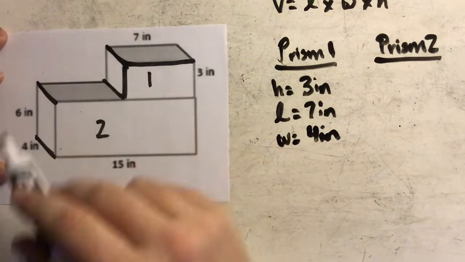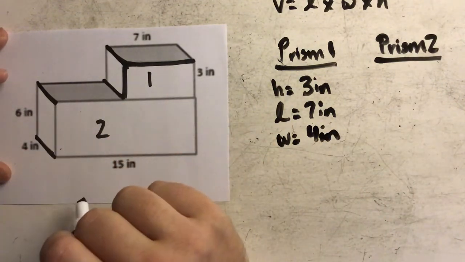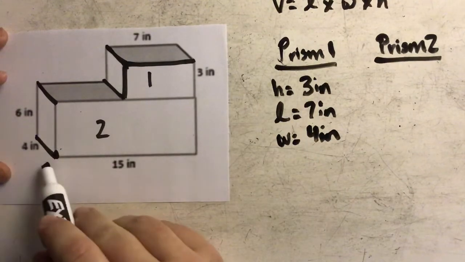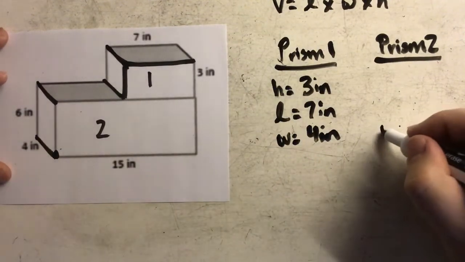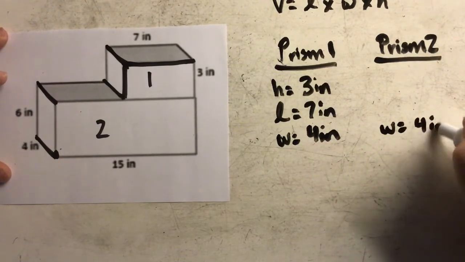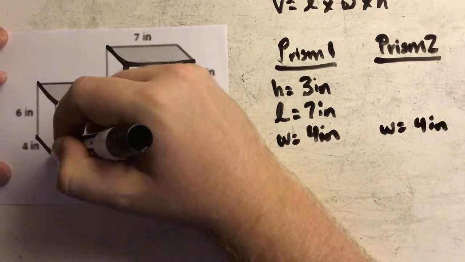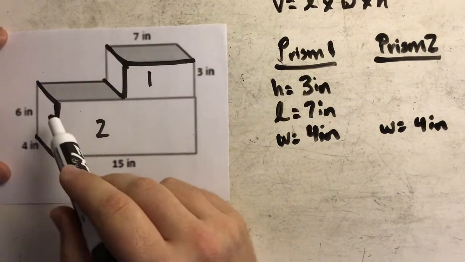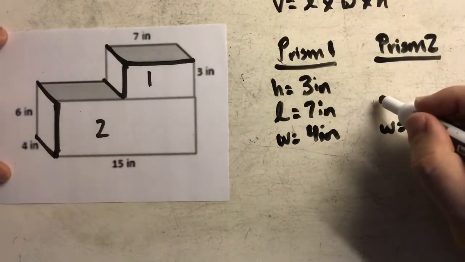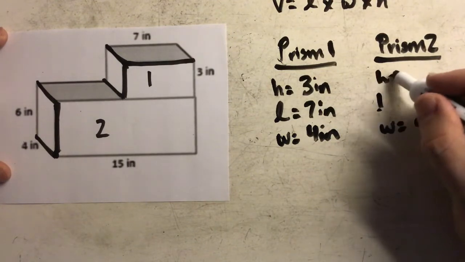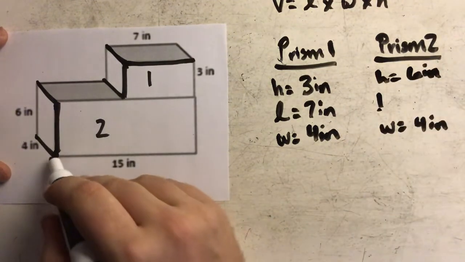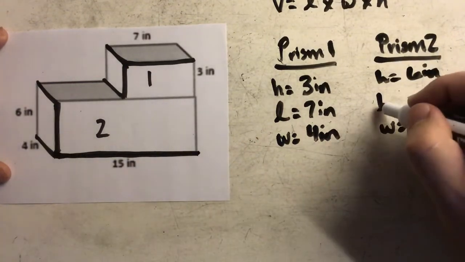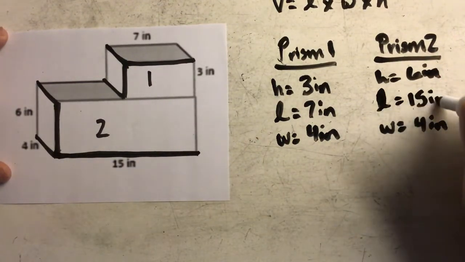Now let's find the dimensions of my bottom prism. Again, I'm going to identify one point. I can already see that the width for this one is going to be the same as 4 inches. We can say that the height right here is going to be equal to 6 inches. And we can see that the length, this number right here, is equal to 15 inches.